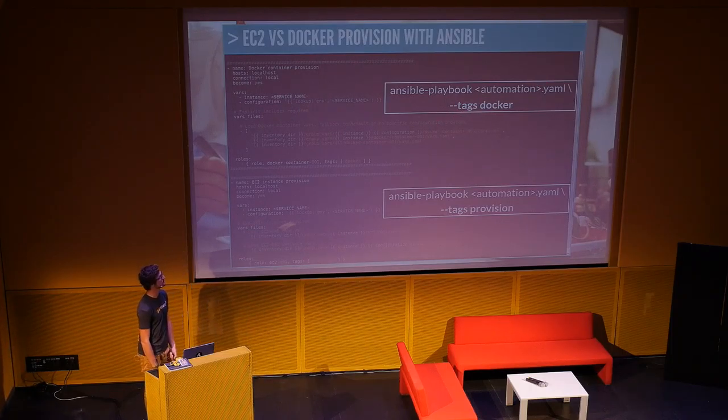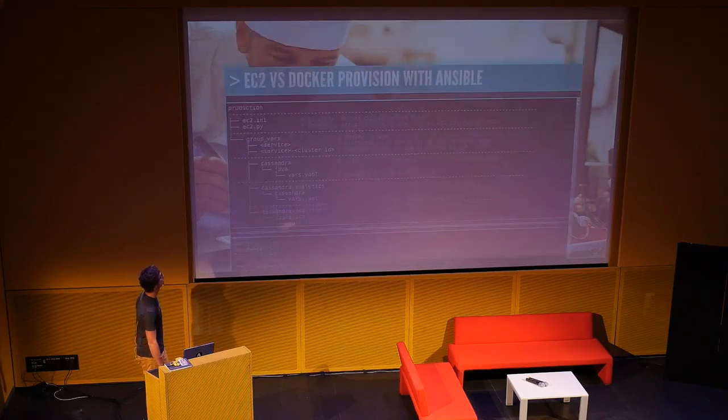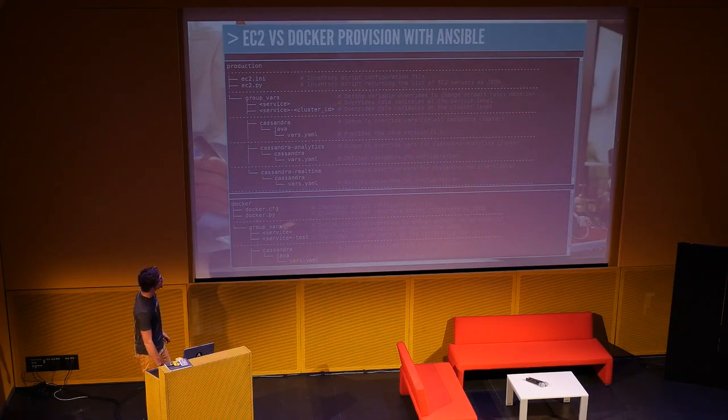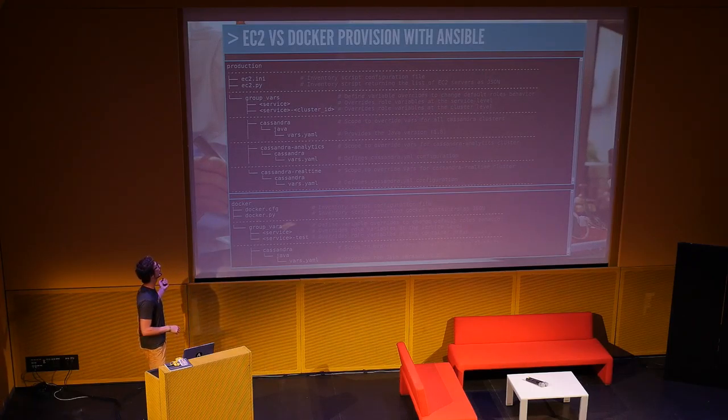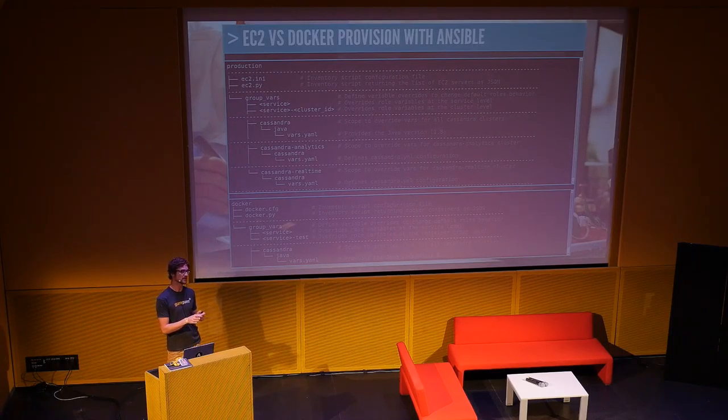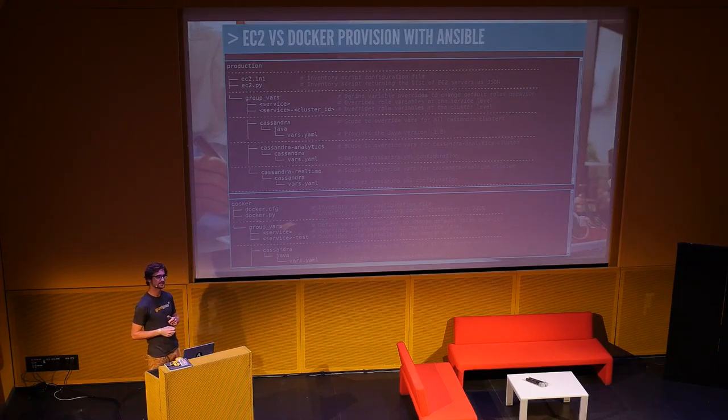So we just added this part here in our template, and we're going to use this template to start Docker containers. And here, on the right side, that's the only difference. If you call the automation with the tag provision, you're just going to start an EC2 server. And if you call it with the tag Docker, you're just going to start whatever Docker containers are behind it.